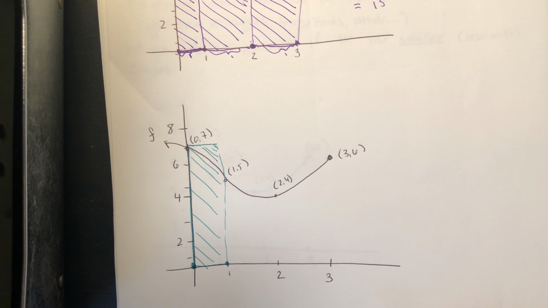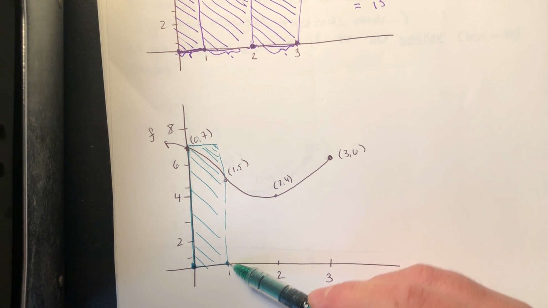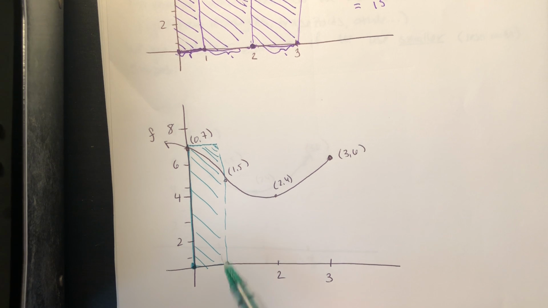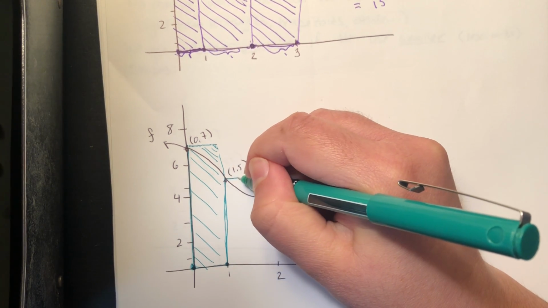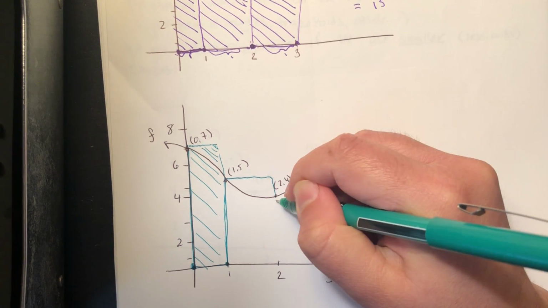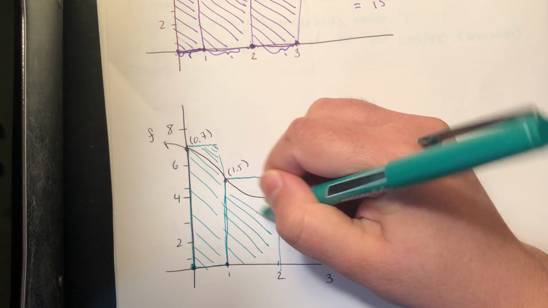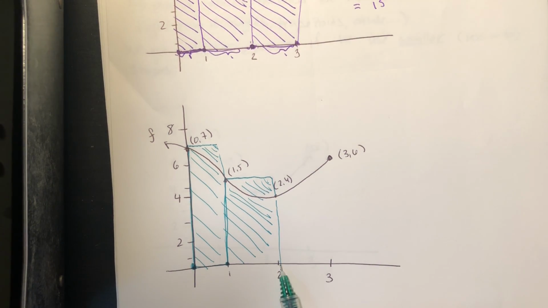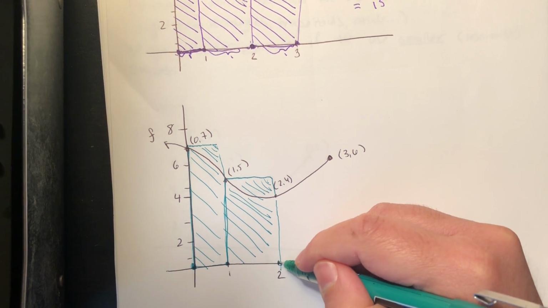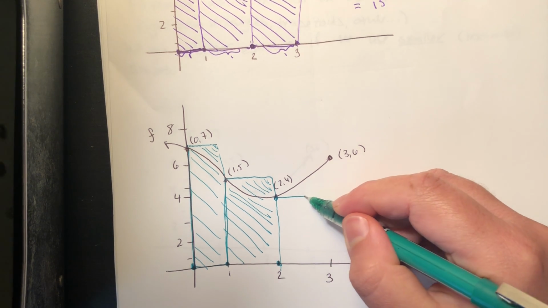That's okay for now. My next interval from 1 to 2, again, I'm going to use my left endpoint here. f of 1 is equal to 5, so my next rectangle is going to have a height of 5. And I'm still going above the curve here and overestimating the area. And finally, for this last interval from 2 to 3, I use the left endpoint. f of 2 is 4, so the height of this last box is going to be 4.